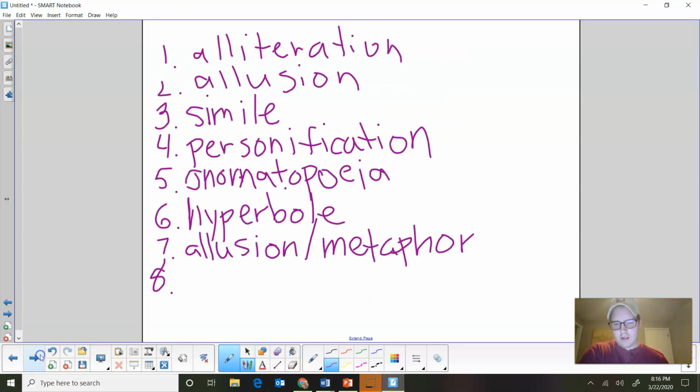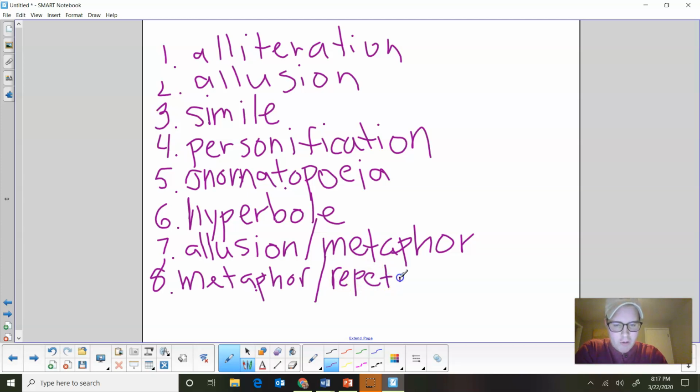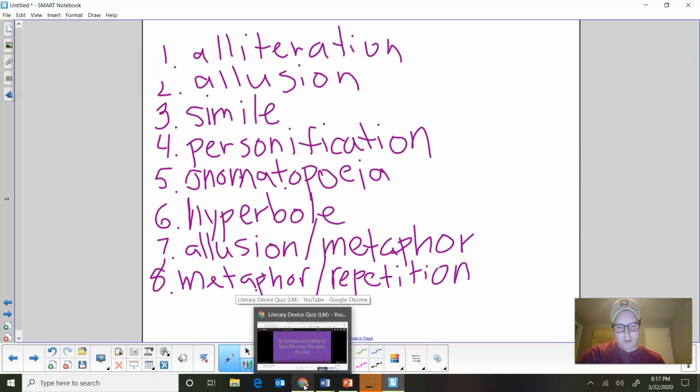And the answer is dun, dun, dun. First, a metaphor. I am bulletproof. Not literally, it just means she's tough. But you also could have said repetition. The fire away, fire away. She's repeating herself. All right, so that was a bonus. If you got that right, whew, you should go to 4th grade immediately.